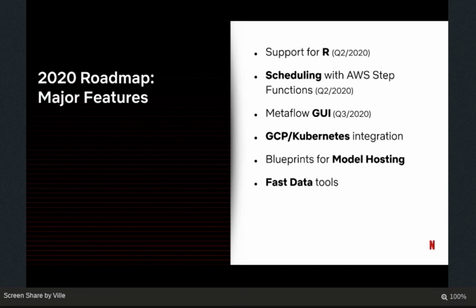Then another thing that we will be releasing really soon is the question of how you execute these things at large scale, especially in an unattended manner, so that you don't click run by yourself, but let's say you have a model that you want to update every hour, every day, and so forth. So we worked together with AWS to provide integration with AWS Step Functions, which is basically a highly available, scalable scheduler or orchestrator by AWS.